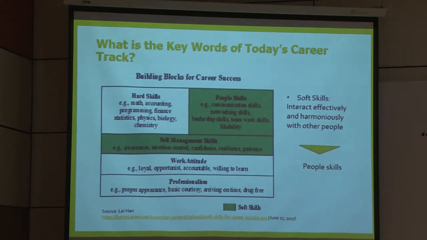Nowadays, many people say today's career track is not a ladder, from a lower level to upper levels. Nowadays, it's like a jungle gym. You develop some competence and skills here, and then you move to another, and then you build like this. It's kind of Lego style. During this era, people skills, in other words interpersonal skills or soft skills, are getting more important. Soft skills mean interacting effectively and harmoniously with other people.